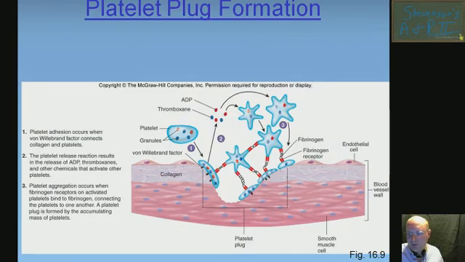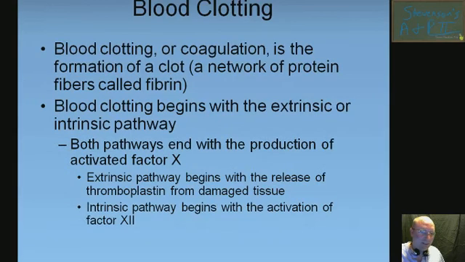Platelet plug formation. So platelet adhesion occurs when von Willebrand factor connects a collagen and a group of platelets together. The platelets then release ADP, thromboxanes, and other chemicals that activate other platelets. The platelets then aggregate, and then they bind to fibrinogen, connecting the platelets to each other, and this platelet plug is formed by accumulating masses of platelets.